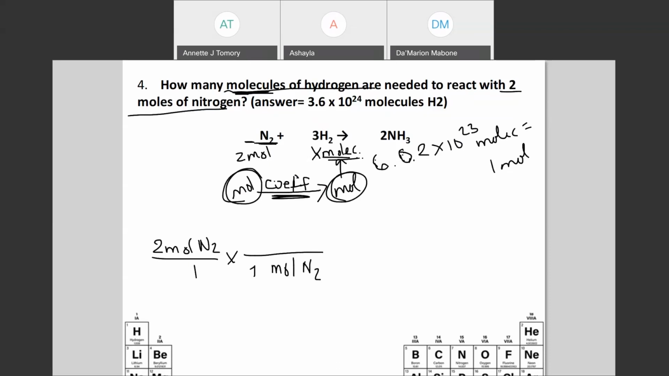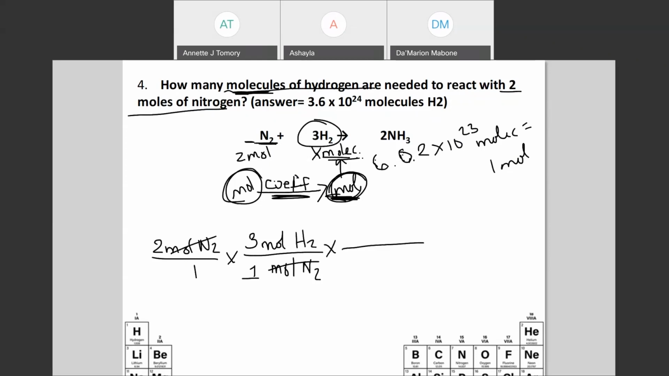Where am I going to? What is it asking about? Well, we're starting at moles of nitrogen. We're going to moles of hydrogen. So that's why moles of nitrogen are on the bottom. We're going to moles of hydrogen. So what's the coefficient of hydrogen? 3. So 3 moles of H2 are on the top. Those get canceled.